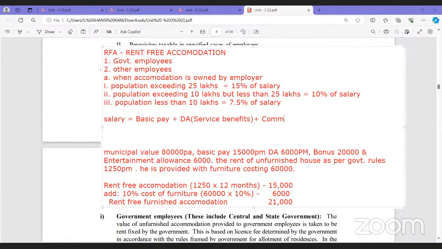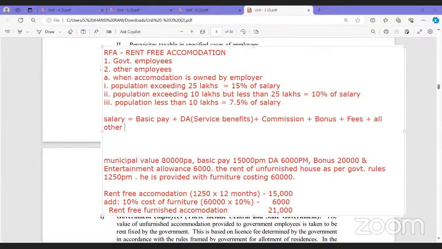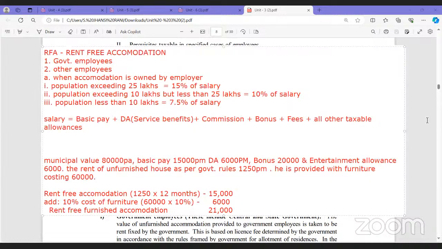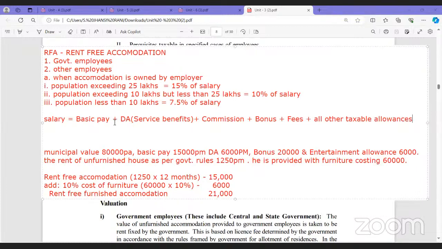Plus we take commission, plus bonus, plus fees, plus all other taxable allowances. So here the salary formula is different. Whatever we discussed earlier is about HRA. Now here salary means basic pay plus DA, when it enters into service benefits, plus commission, plus bonus, plus fees, plus all other taxable allowances. So here it is totally different.